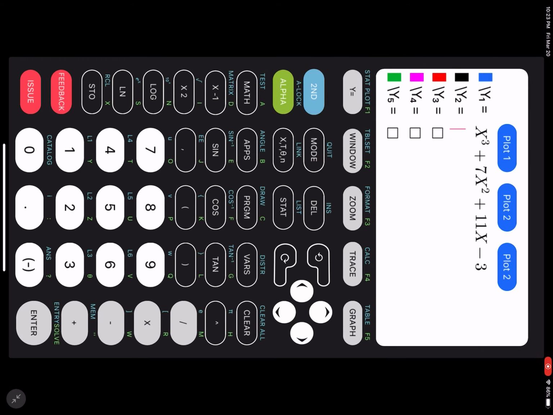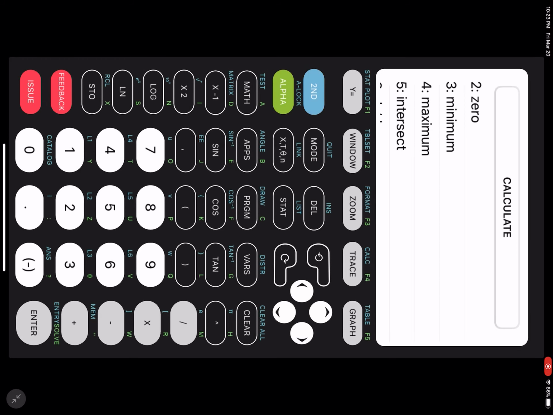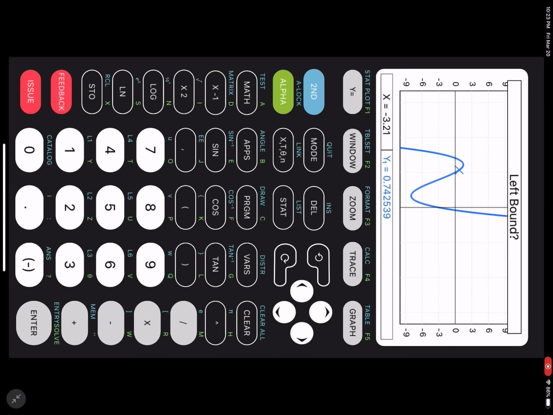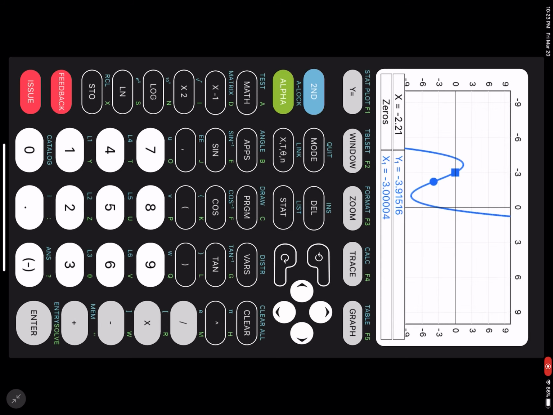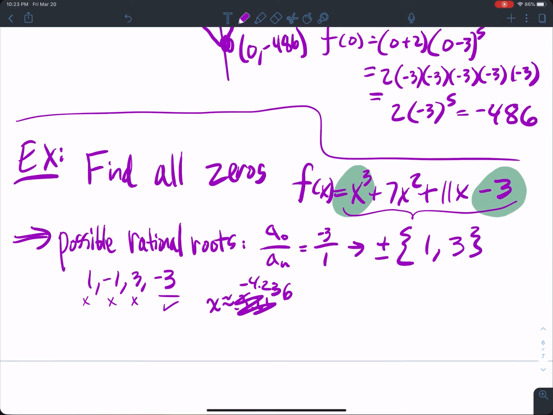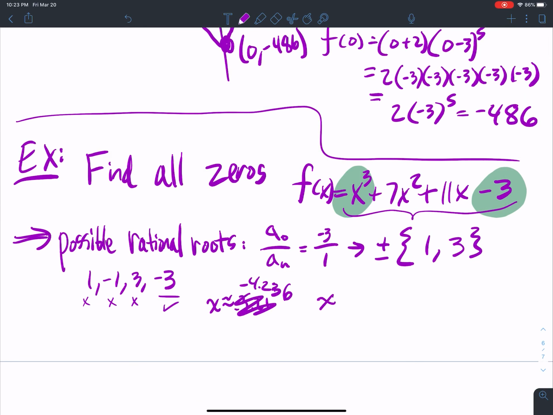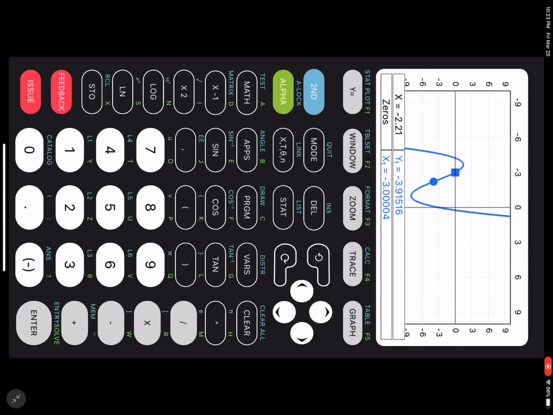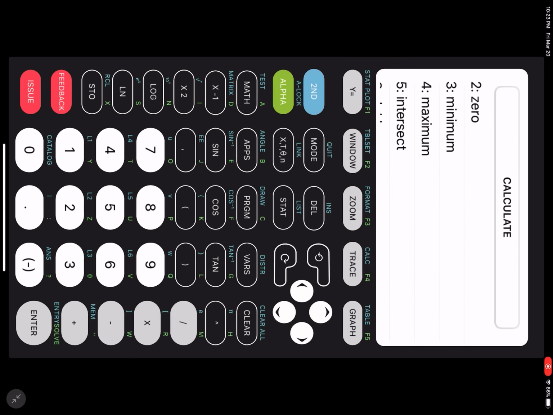So let's get back in. So second calc 0. So left bound, right bound. So negative 3.00004. I think that that's going to be 1. It's basically negative 3. Okay? So that one's telling us negative 3 is our answer. So that's how we're going to use it to cheat for us, if you will.